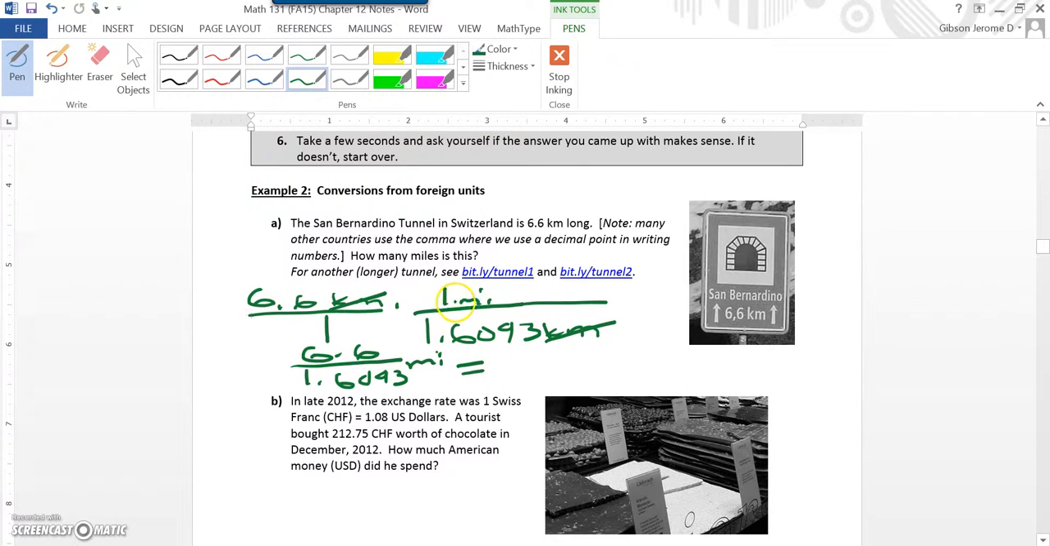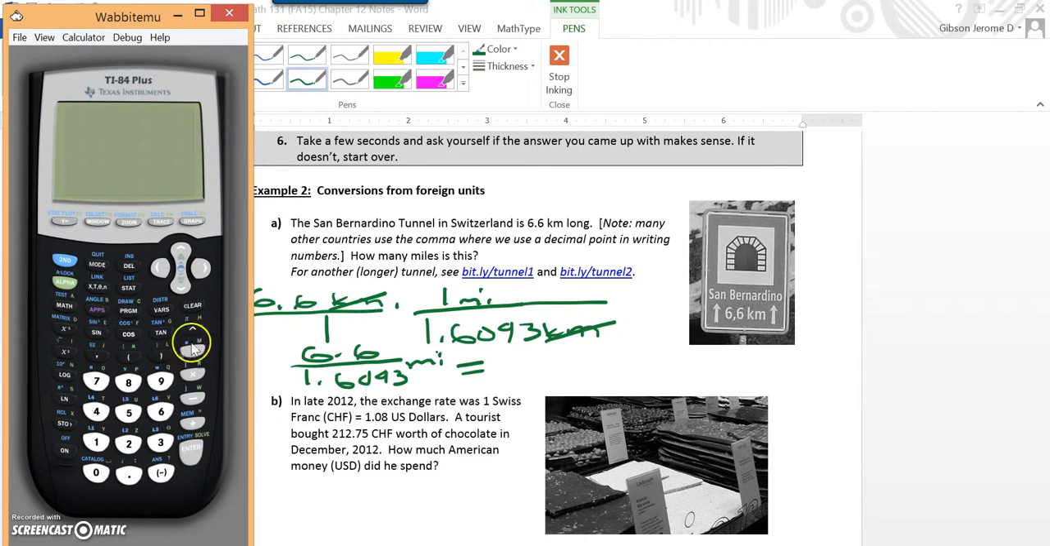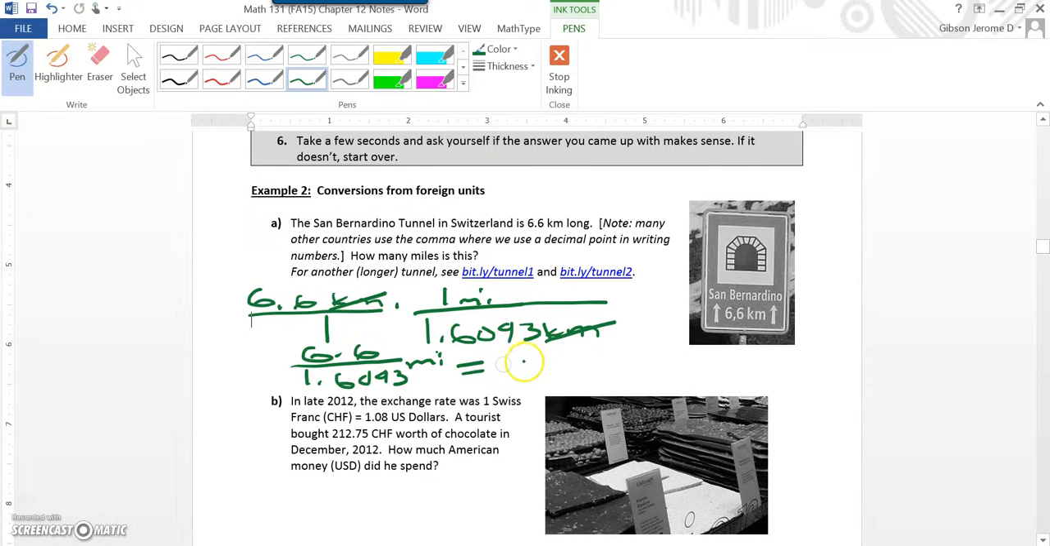Now, it doesn't tell us what to round to, but we're going to round to 2 decimal places. So now what we need is the calculator. We take 6.6 divided by 1.6093 and round it to 2 decimal places. We have 4.10. So it'll be about 4.10 miles. So that'll be approximately 4.10 miles.